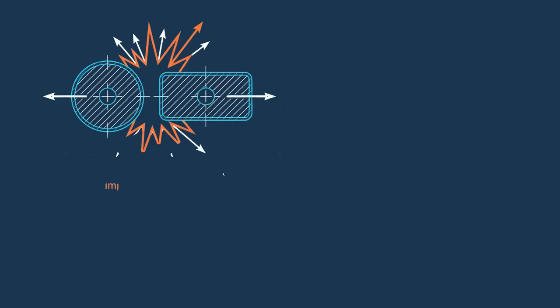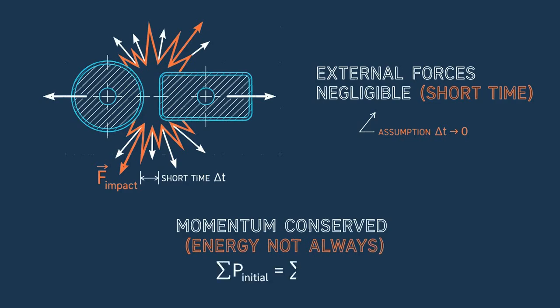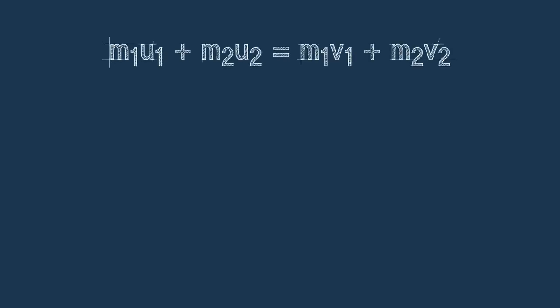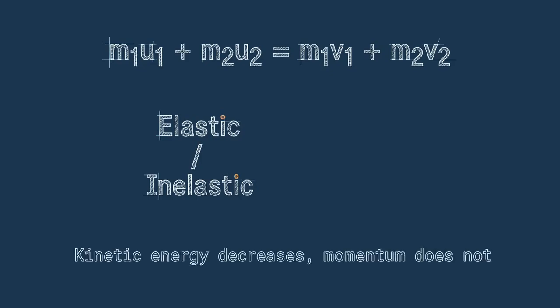This is why collisions are so clean to analyze. During a short collision, the forces between the objects are enormous, but external forces like friction or gravity act for such a short time that their impulse is negligible. With essentially zero external impulse, momentum is conserved during the collision, even if energy is not. In one dimension, a two-object collision obeys m1u1 plus m2u2 equals m1v1 plus m2v2. This holds for elastic collisions, inelastic collisions, and perfectly inelastic collisions where objects stick together. Kinetic energy may decrease, but momentum does not.